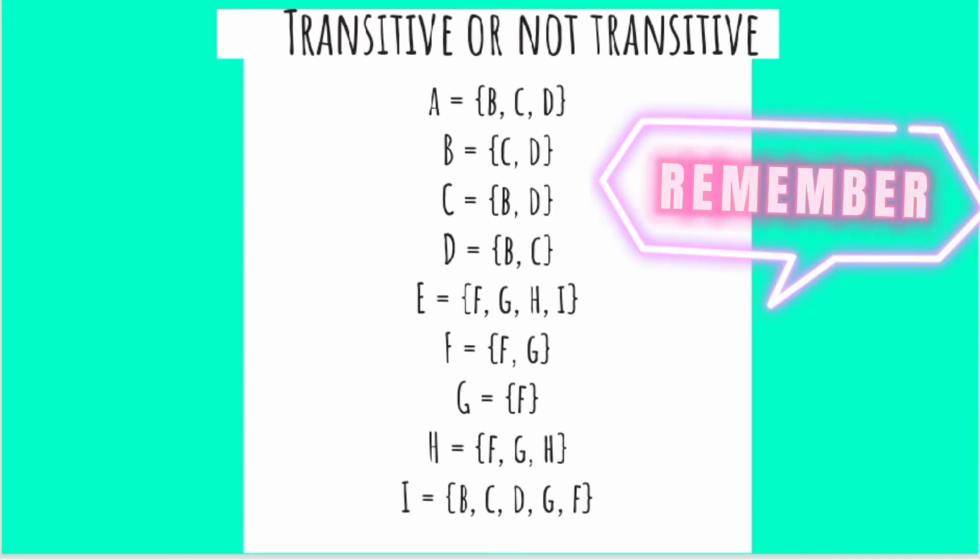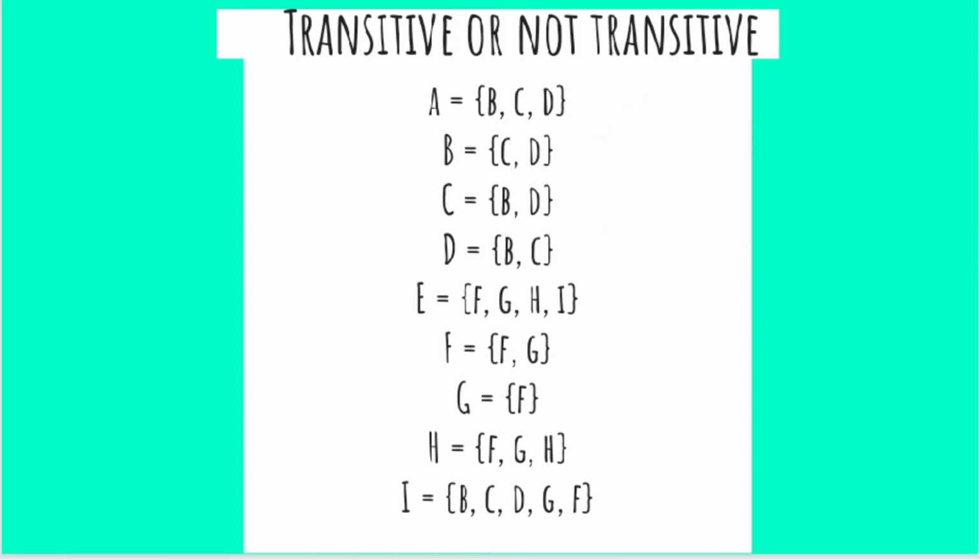Remember, a transitive set is a set such that all the elements of the set are also subsets of the set. We're going to say that set A is transitive such that elements B, C, and D all have to be subsets of A. What about set B? B has elements C and D, where C is not a subset of B because B doesn't have itself as a member. Thus, set B is not transitive.